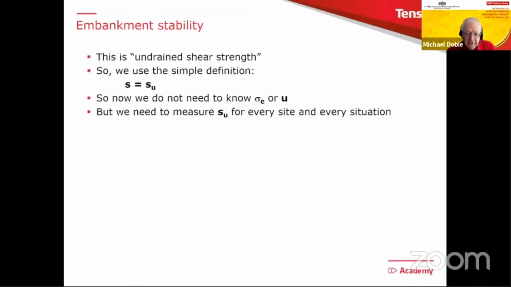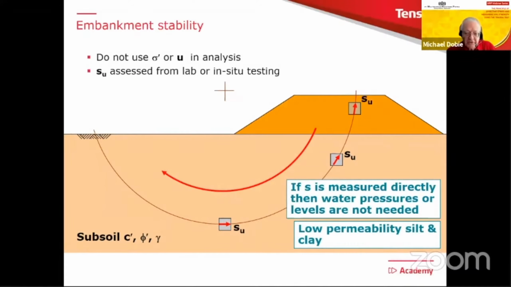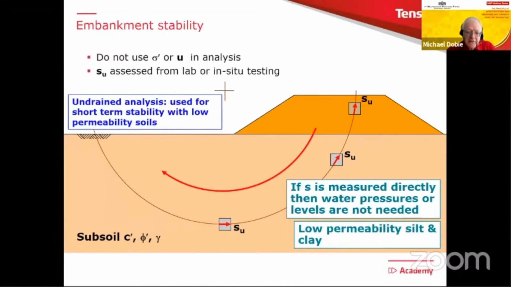But the problem is, we're going to have to measure the undrained shear strength in every single situation on every site. We cannot easily guess it or estimate it. Unless we have a lot of knowledge about a site, we need to go and measure it. So that's what we do. We measure su, and we can then complete our analysis and look at the stability of that particular embankment. And this would be what we call an undrained analysis, because it's a short-term analysis, and we're using the undrained shear strength to do it.